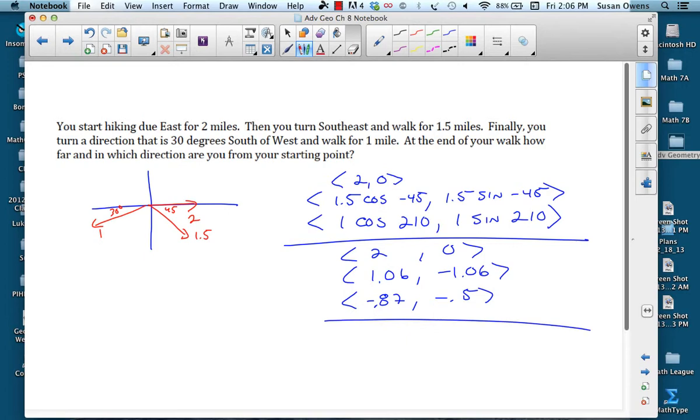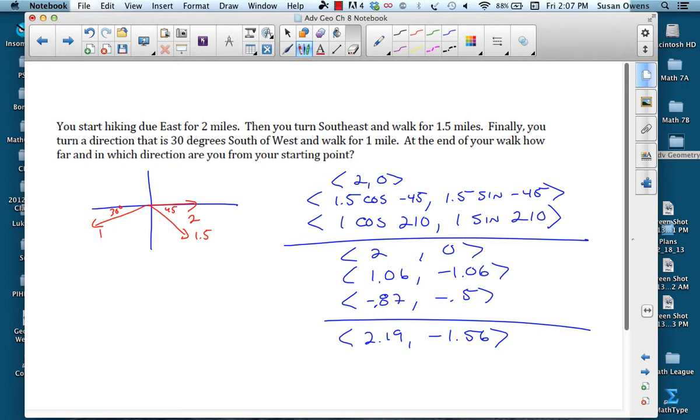Okay, now add them together. Go ahead, Devin. I got 2.19 and negative 1.56. At least one confirmation, just so we're not off on a wild goose chase here. The first one's right? Yeah. Cool. Okay.